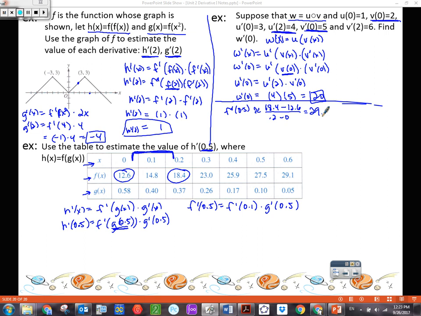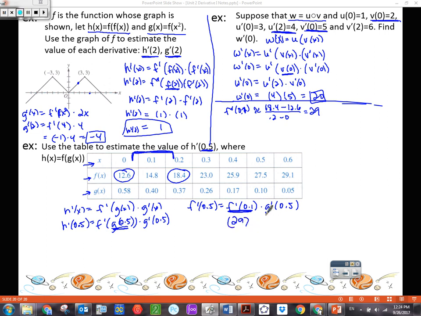Are we okay with that? What do we do? So I'm working on this one, f prime of 0.1. It's this guy. I'm working on this guy, right there. F prime of 0.1. Okay. Are we okay? Got it? Alright, so this is 29.